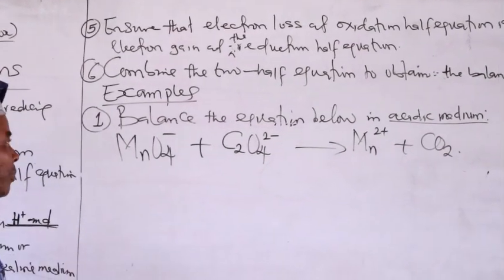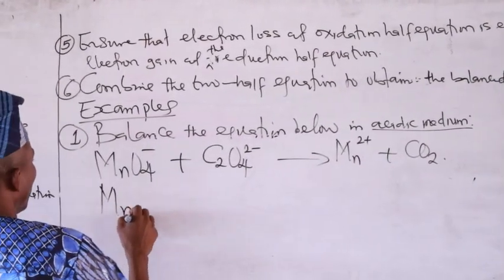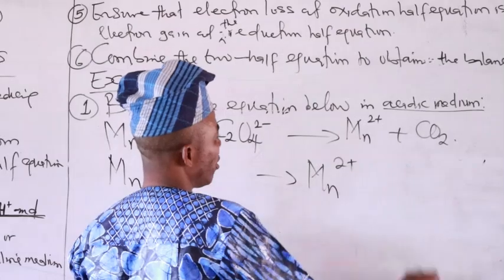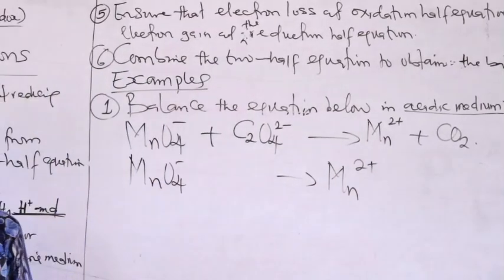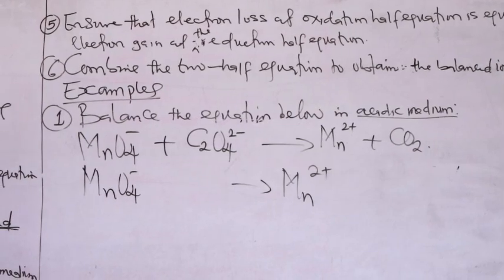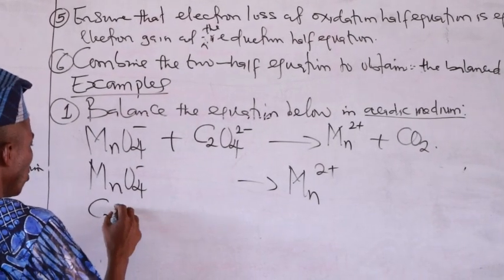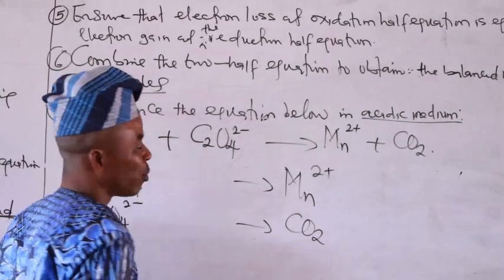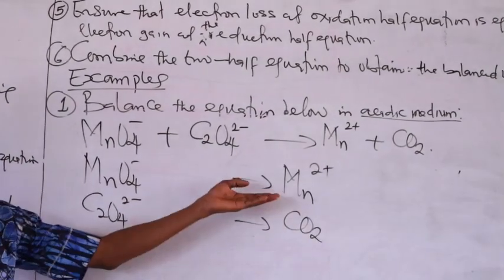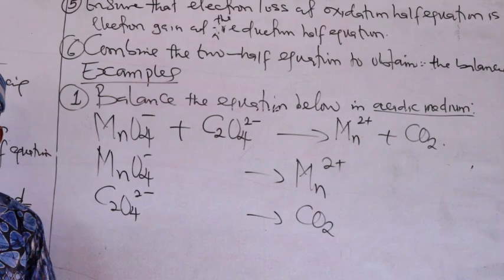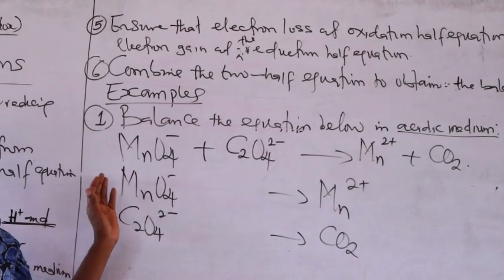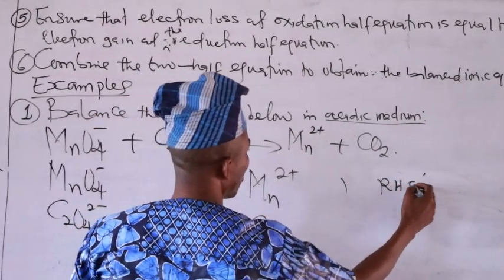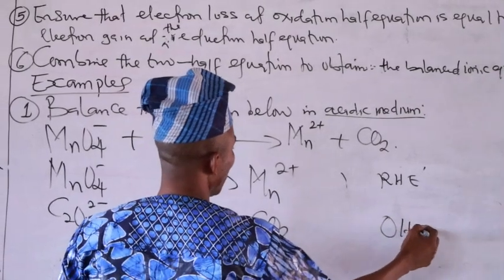Equation into 12. MnO4- will give us what? Mn2+. Then C2O4 2- will move to CO2. Which reaction is the first one? Reduction. Because you can see that it decreases from plus 7 to plus 2. So this is the reduction half equation. Automatically this is what? Oxidation half equation.